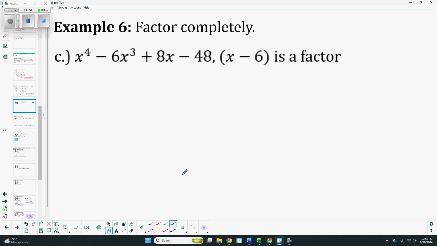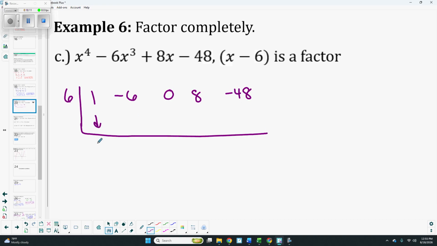One more together here. So they're telling me x minus 6 is a factor, so I'm going to put in a positive 6. We have 1, negative 6. There's no x squared term, so I'm going to put a 0 placeholder. Then 8, negative 48. So multiply, add, multiply, add, multiply, add, multiply, add.